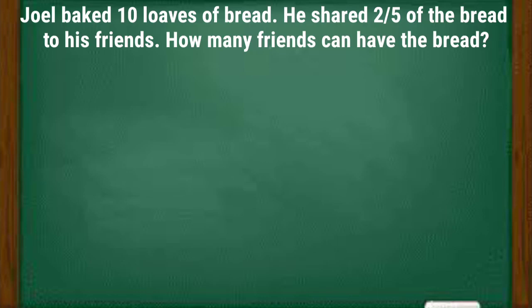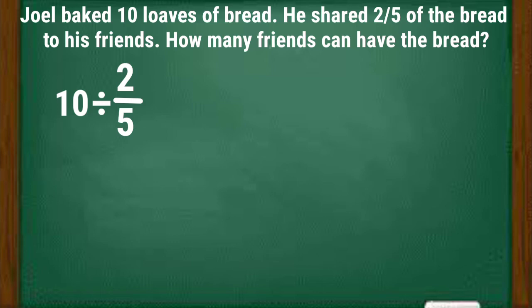Next example. Joel baked 10 loaves of bread. He shared 2/5 of the bread to his friends. How many friends can have the bread? In order to know the number of friends that can have the bread, we need to divide the 10 loaves of bread that Joel baked by the part he shared to his friends. So, 10 divided by 2/5.